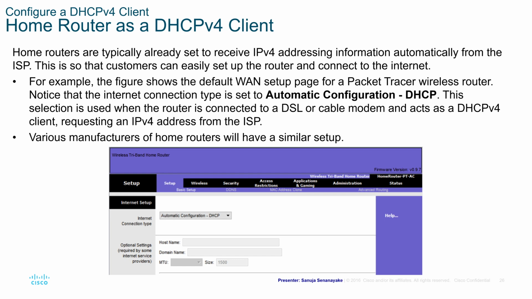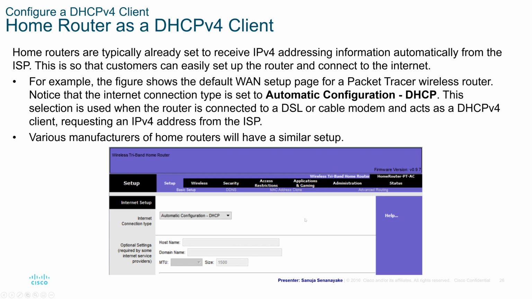Home router as a DHCPv4 client. Home routers are typically ready to receive IPv4 addressing information automatically from the ISP. This is so that the customers can easily set up a router and connect to the internet. For example, the figure shows the default WAN setup page for a Packet Tracer wireless router. Notice that the internet connection type is set to automatic configuration - DHCP. So right here, automatic configuration - DHCP.